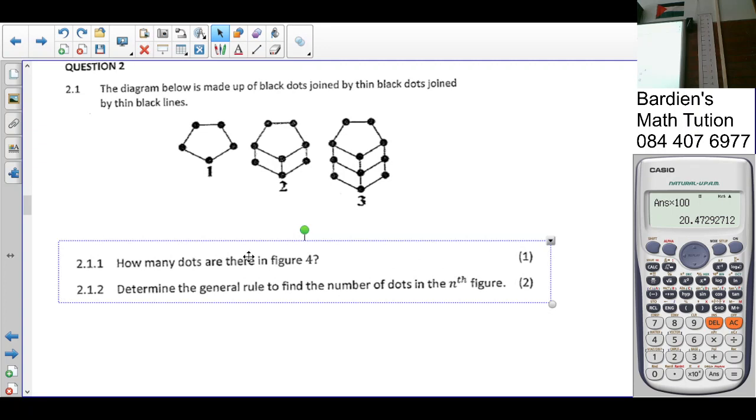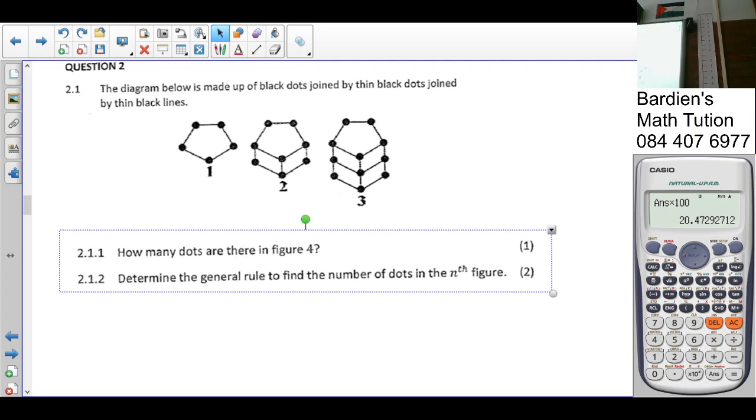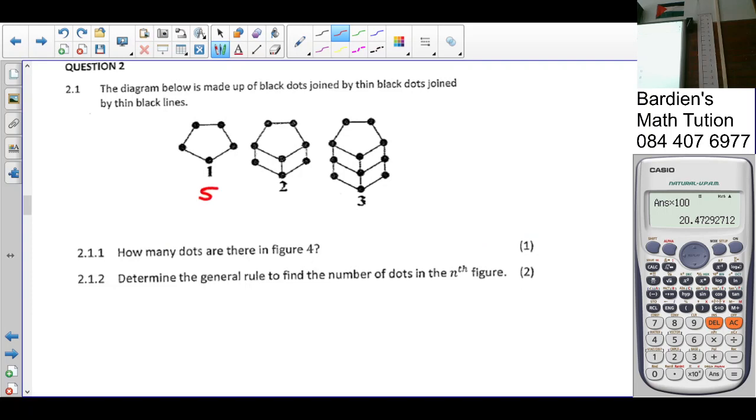So what happens is when you get a question like this, we convert our geometric shapes to a sequence of numbers. How many black dots are used here? 5 dots. 8. 11. Right, first question. How many dots are there in figure 4? So this is figure 1, figure 2, figure 3, figure 4.